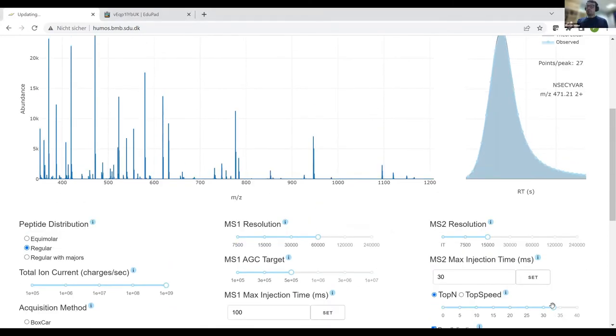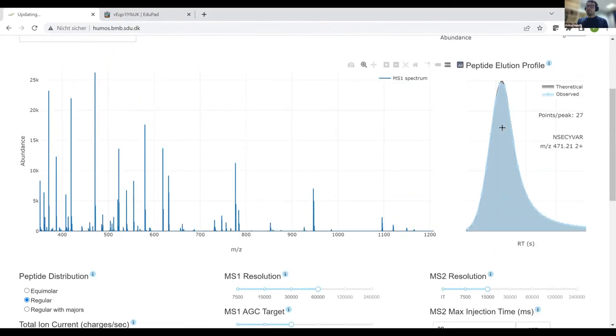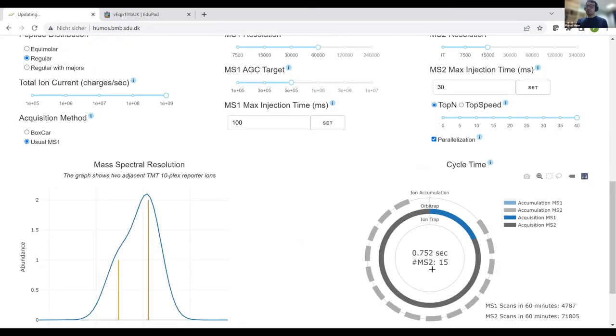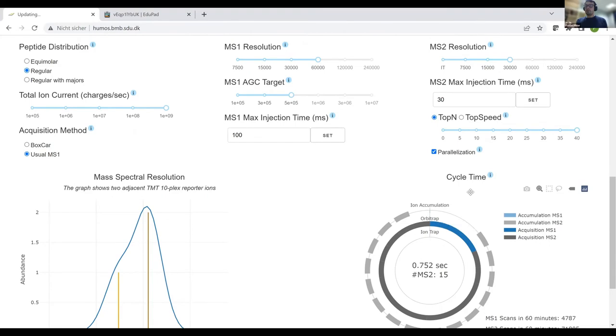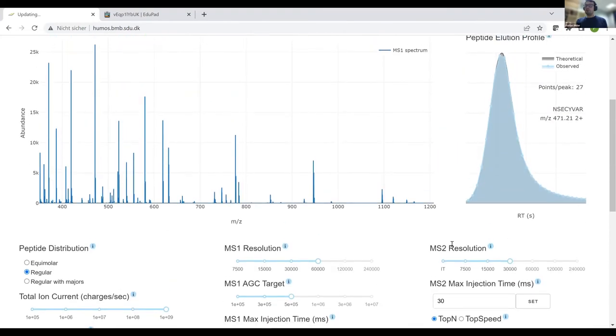Really cool. Okay, so if we would set this, for instance, to top 40, we see here immediately the number of MS1 scans that are depicted here by these dots, they get less because our acquisition cycle gets longer and longer. And in the Orbitrap analyzer, you can also choose the experimental resolution that you would like to see. And this is proportional to the transient time. So if we increase our resolution on the MS2 level from 15K to 30K, you would see here that the cycle time gets even longer.